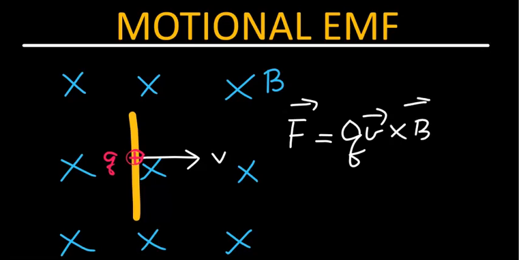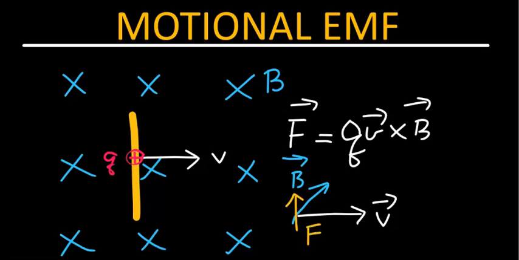Q v cross B. The cross product that dictates this magnetic force says if you curl your right hand fingers from the direction of velocity to the direction of magnetic field, your thumb will be pointing upward like that. The direction of that right hand thumb is the direction of the magnetic force on this charge. So that would force the charge Q to move upward towards the upper edge of that rod.